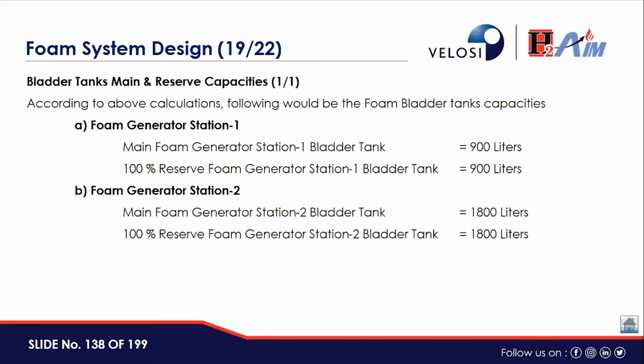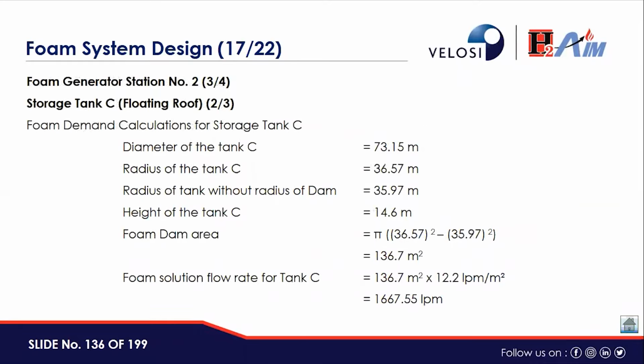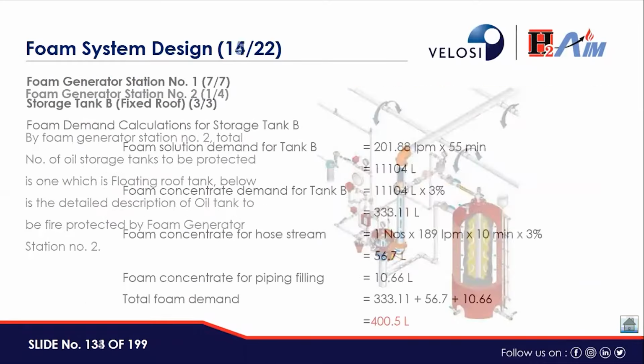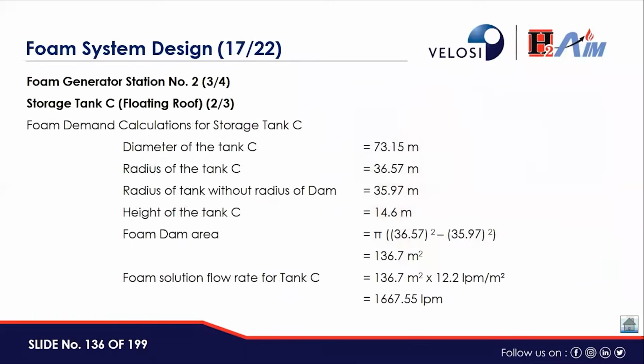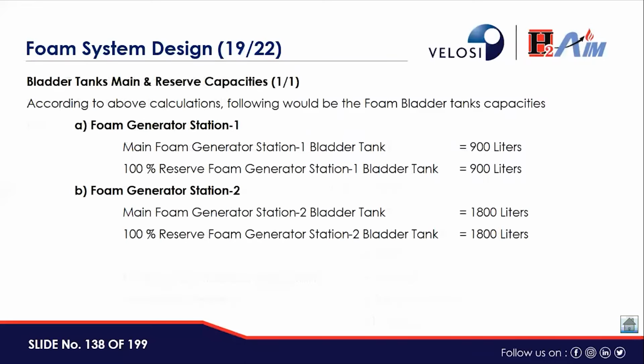So for the bladder tank main and reserve capacities, according to the above calculations, following would be the foam tank capacity. Main foam generator station 1 bladder tank 900 liters. And why is it 900 liters? Because the total foam demand was 400.5 liters, and for the 100% reserve, the foam generator is also required, which is also 900 liters.